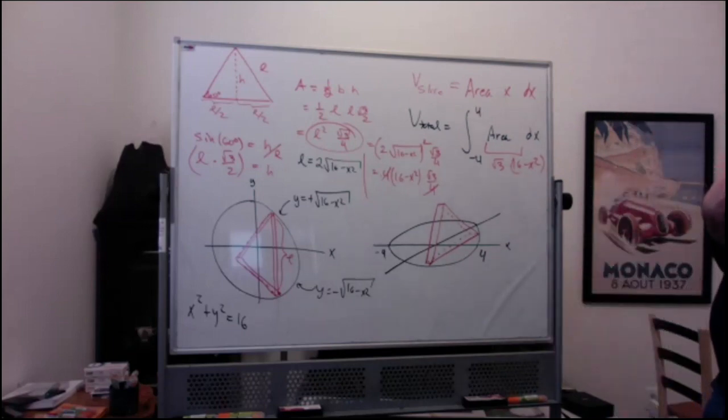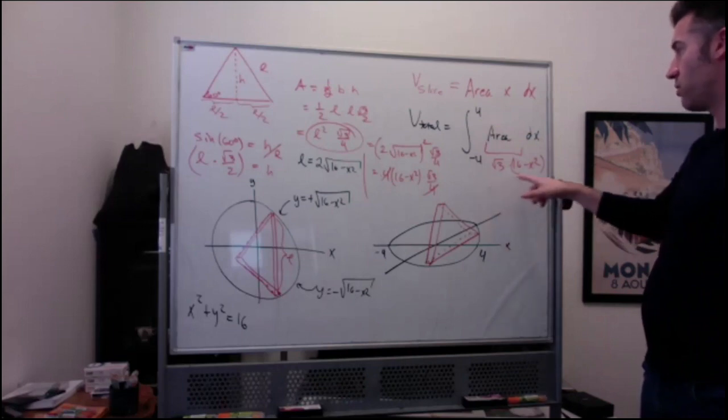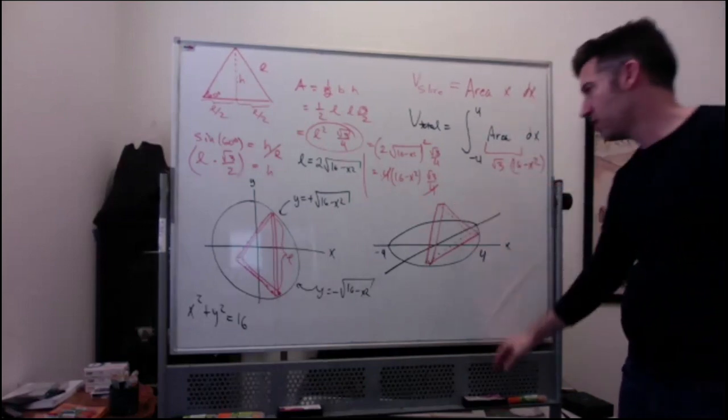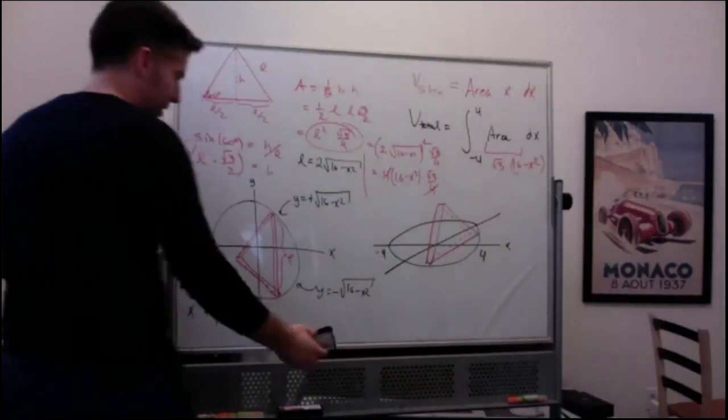Okay, I've kind of run out of room, so let's go to the other side. We're going to integrate from negative 4 to 4, root 3 times 16 minus x squared. I would definitely put the root 3 out in front. And I don't need the other side. We can just do it here. I'm kind of done with this picture.